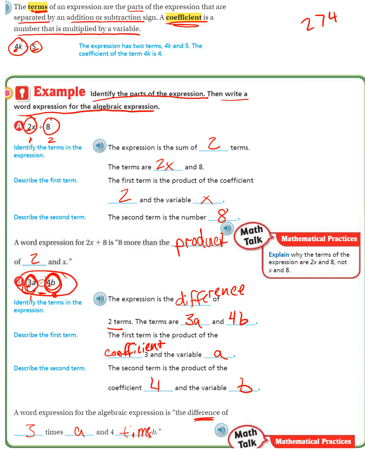So if you were on the phone and they said, okay, what's your expression? You would say, okay, I need to find the difference of 3a and 4b, or 3 times a and 4 times b. Either one would be acceptable. So again, there is some room for variation on how you word these, but not a ton of variation, because it has to have the same meaning.